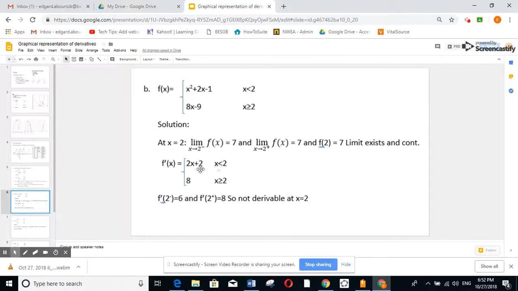And if you do f prime of 2 minus, you're going to get 2 times 2, 4 plus 2, which is 6. And here you have 8, so it's not derivable. So I have a cusp. So it's continuous, but not derivable.